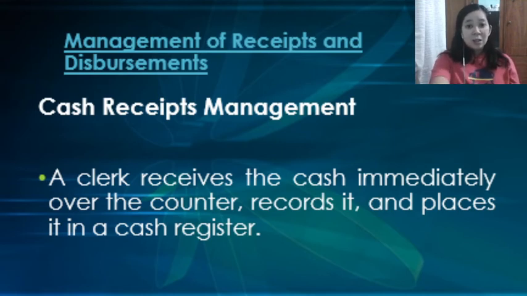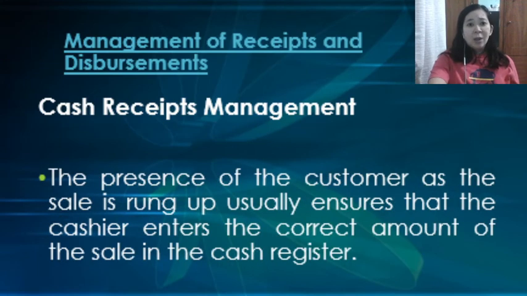So this is the typical function or process in a merchandising type of business. The presence of the customer as the sale is rung up usually ensures that the cashier enters the correct amount. That's why the customer should ask for a receipt, so there is data that corresponds to the correct amount that they paid for.